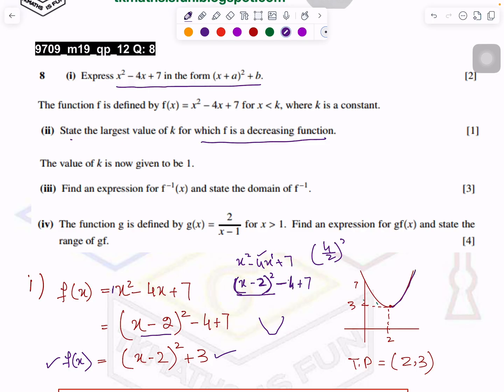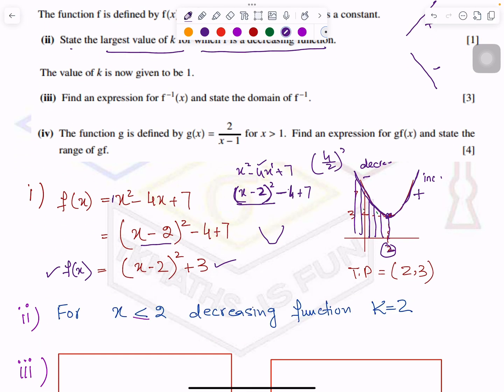This part of the curve has a positive gradient. We know from the coordinate geometry topic that a line like this has a positive gradient and like this has a negative gradient. So this positive part is called an increasing function, and the other part, which has a negative gradient, is called a decreasing function. Now the question is asking for the largest value of k. If I look at the curve up to here, this is the largest value of x for which the curve is decreasing, because all the values of x on this part of the curve are less than 2. So this is the largest value. So for part 2, k equals 2 for the decreasing function.